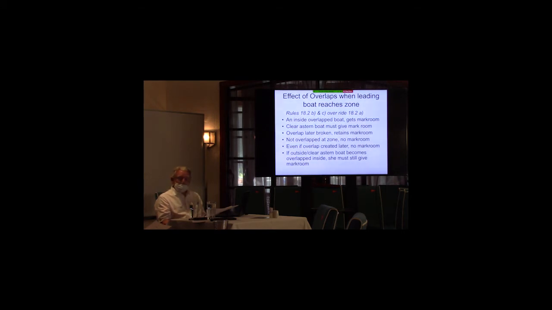So that's really repeating itself to a degree that if the outside or clear astern boat becomes overlapped inside the other boat later in the run to the mark, then the outside or clear astern boat must still keep clear. Bit of a mouthful all of that, but I think the principle should be clear. Does everybody understand that? Any questions? Okay.